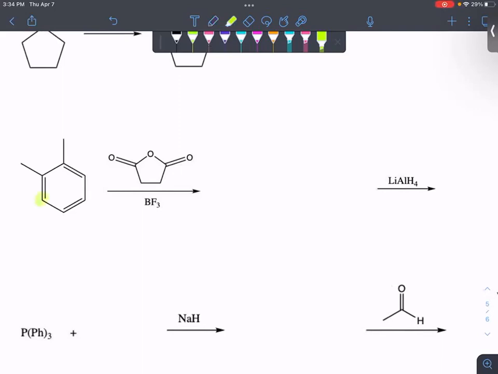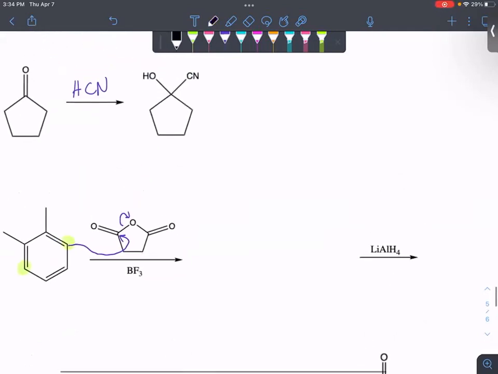Yeah, either one of these. The methyls are ortho-directing and symmetrical, so it's the same thing. So let's just attack the anhydride. Once it attacks, just open it up and then you get your acyl group attached onto the benzene.